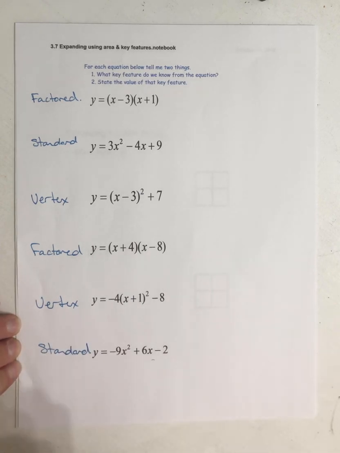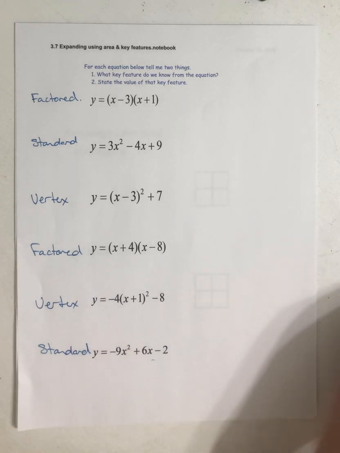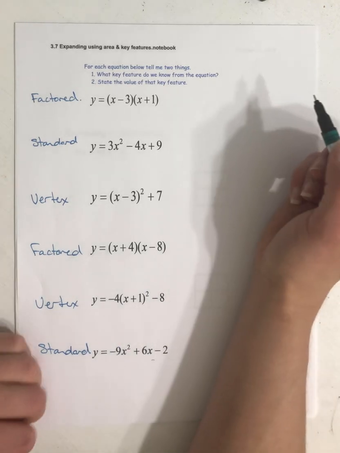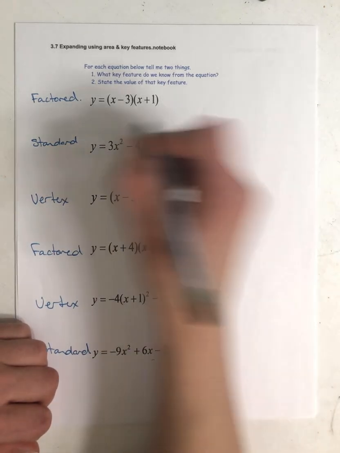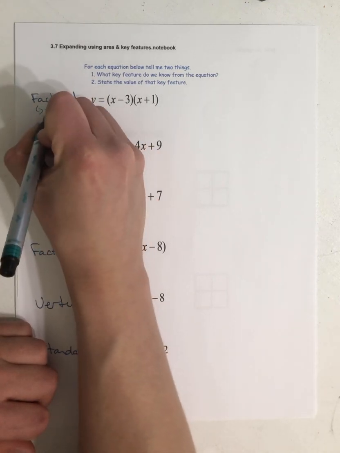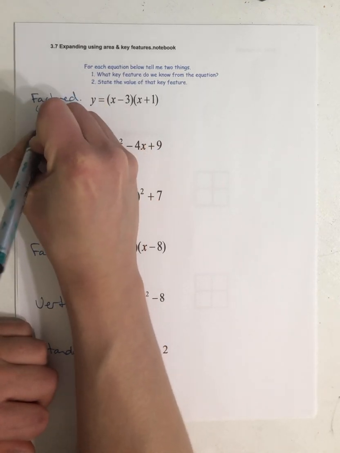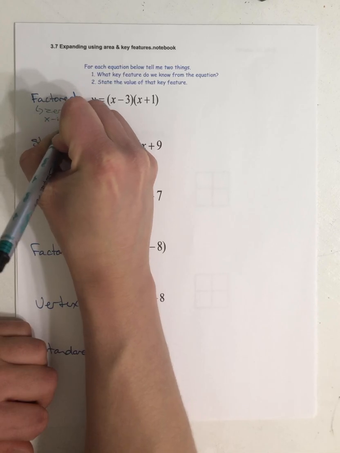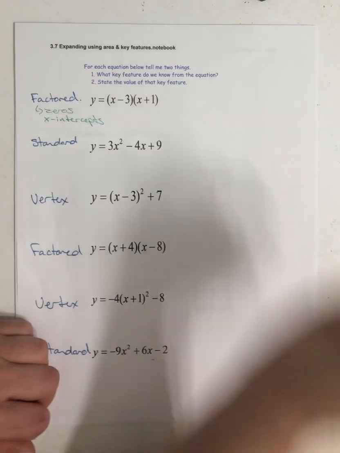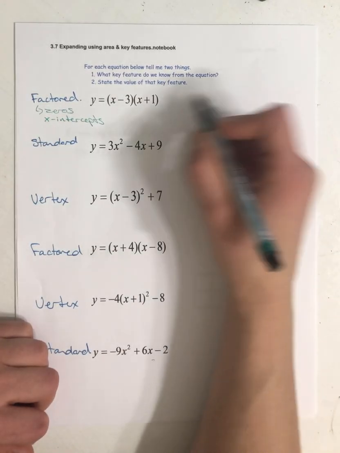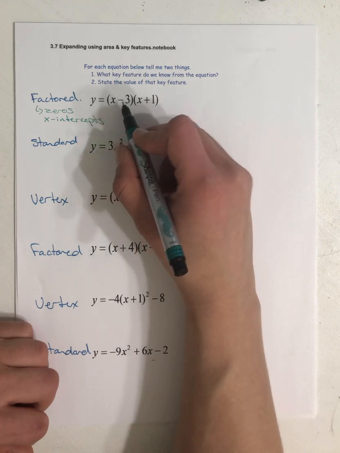So we're not going to do each of these because I want you guys to practice them on your own. So we're going to go to the first one. What key feature do we find from factored form? Remember, when we have two brackets, factored form gives us the zeros or the x-intercepts. So our key feature is that we can get our zeros.